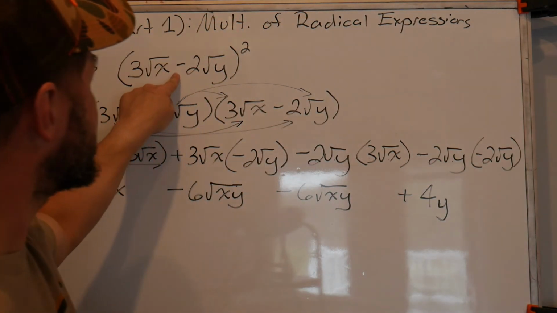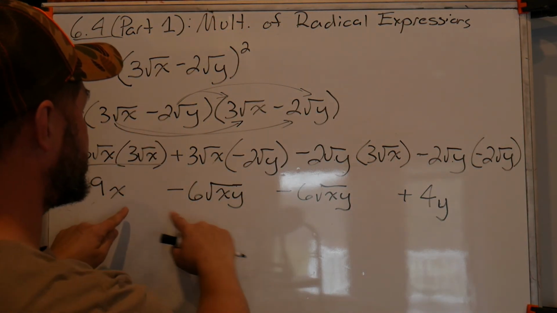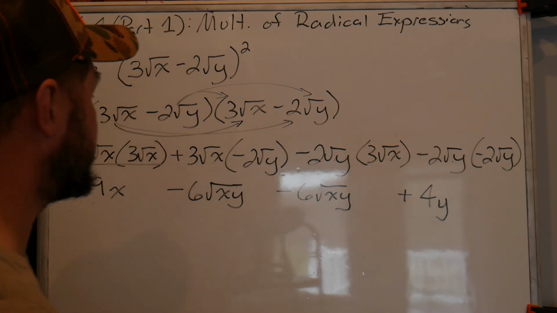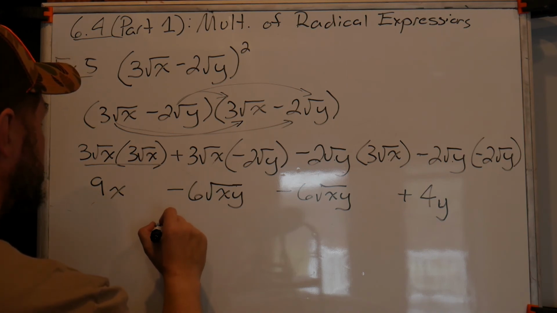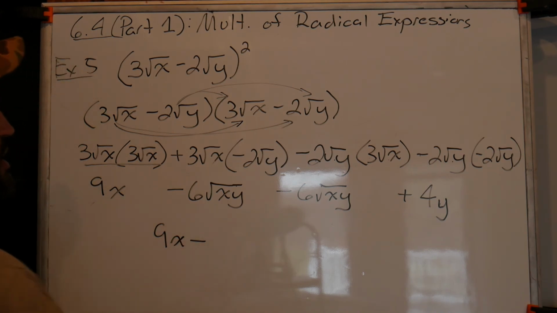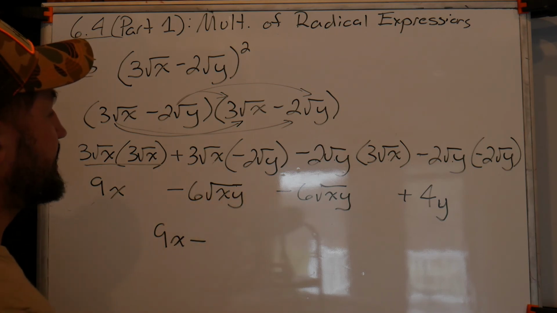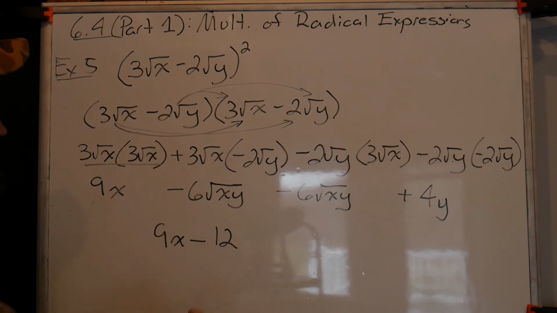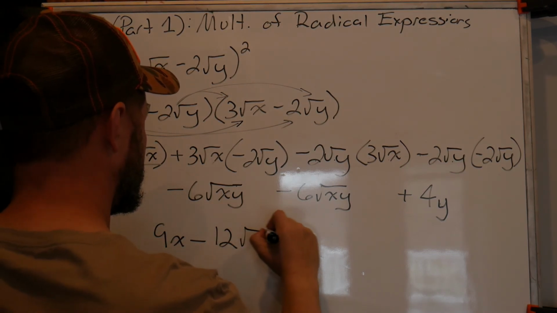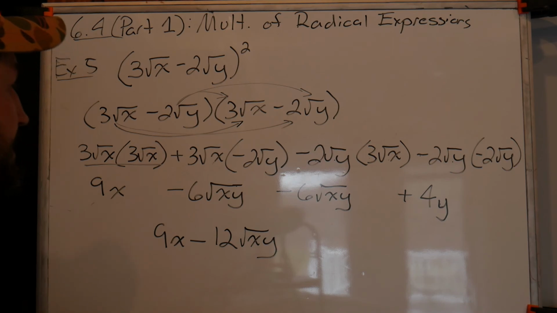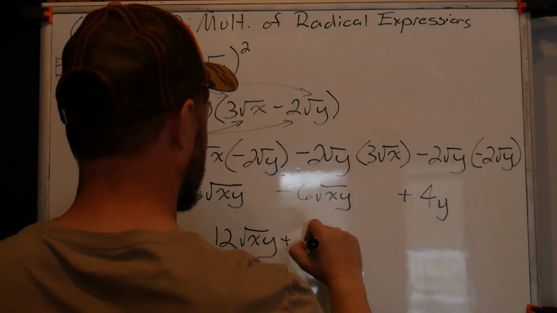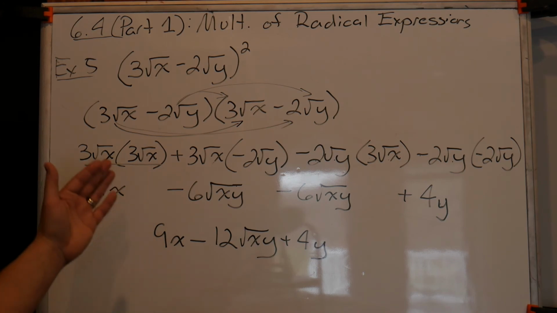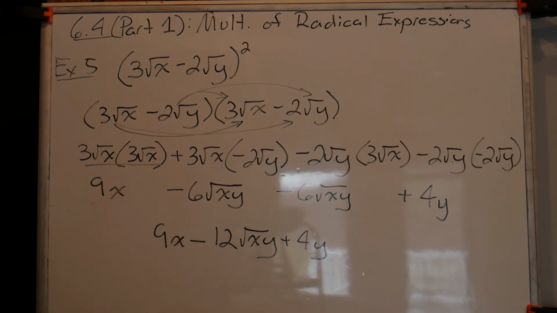If you see this, you should be able to get this without expanding because you know the rules. If you know the rules, use them. So I have a 9x. 2xy, in this case, I have negative 6 and a negative 6 is negative 12. So negative 12 square root of xy plus 4y. And that's what I'm going to write. That's expanded and then simplified. Okay.